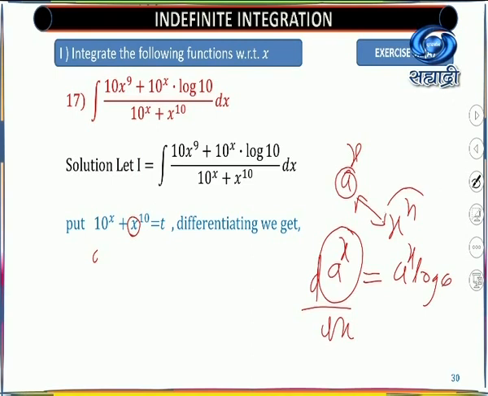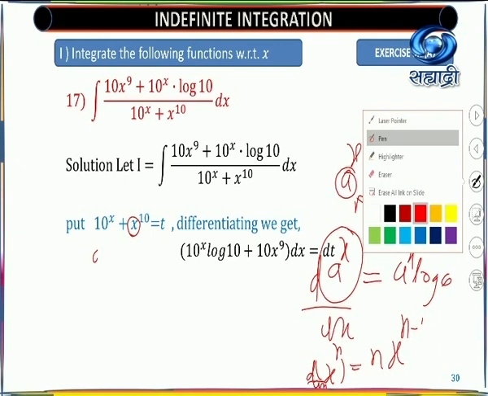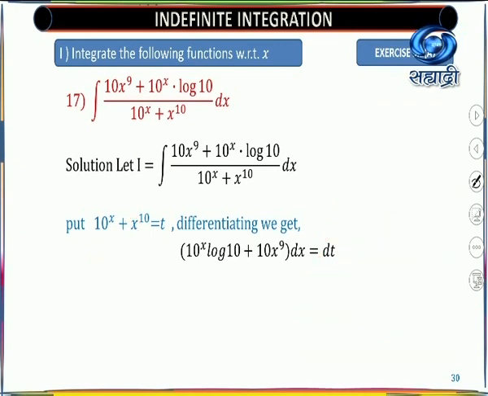But what happens to x raised to n? x is the variable, power is n, so its derivative is n into x raised to n minus 1. This is a combination of both. So here you will get 10 raised to x into log 10 plus 10 into x raised to 9 dx equal to dt, which is your numerator. This completes your numerator, and you are able to replace that by dt.